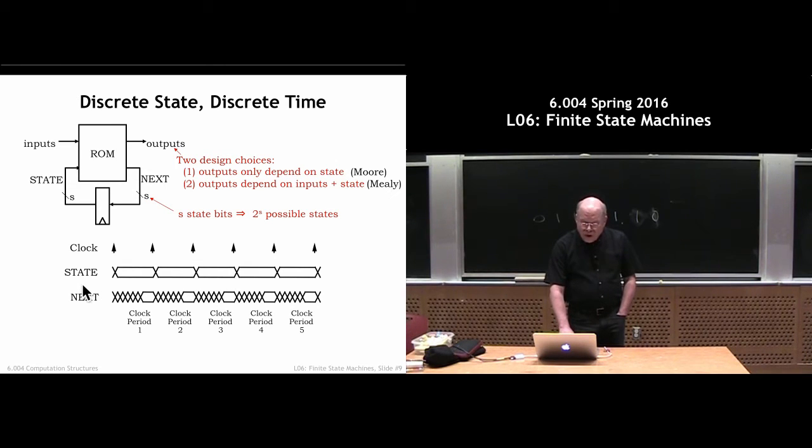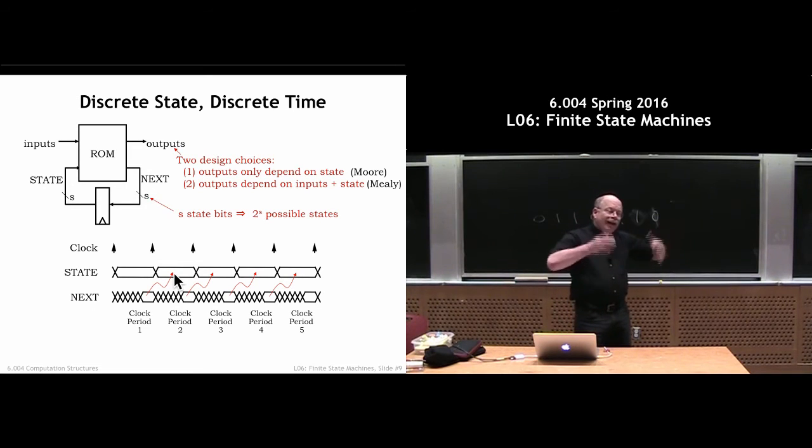Sometime after the current state value is out and stable, after the delay of the ROM, we get a new next state value. That's what this little lozenge here is. This is a valid computation, and so long as it's valid for the setup time of the state register before the next rising clock edge, that next state value becomes the value of the current state after the clock edge.